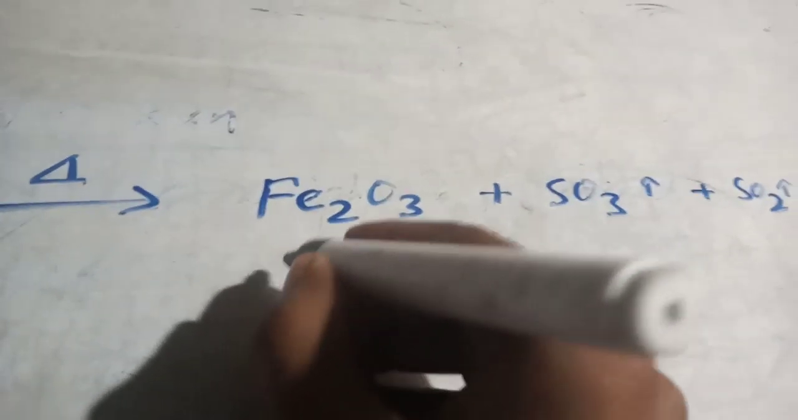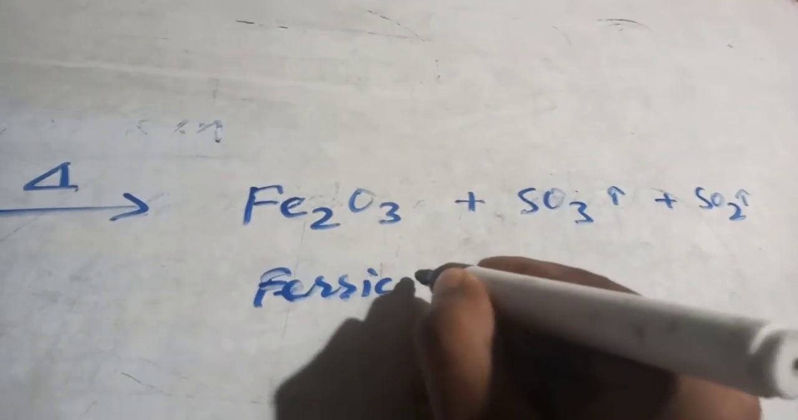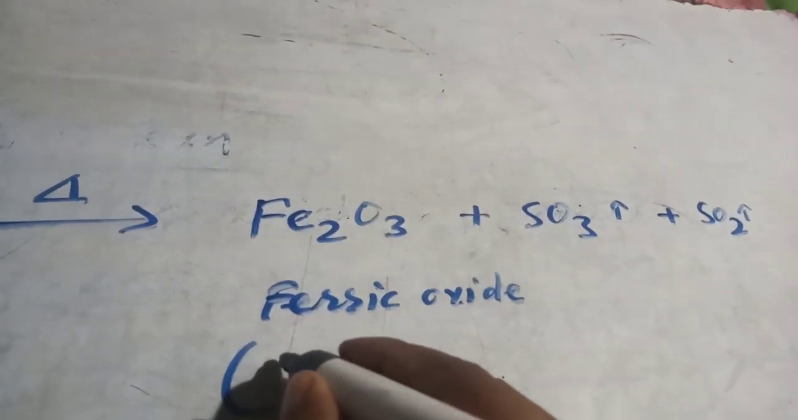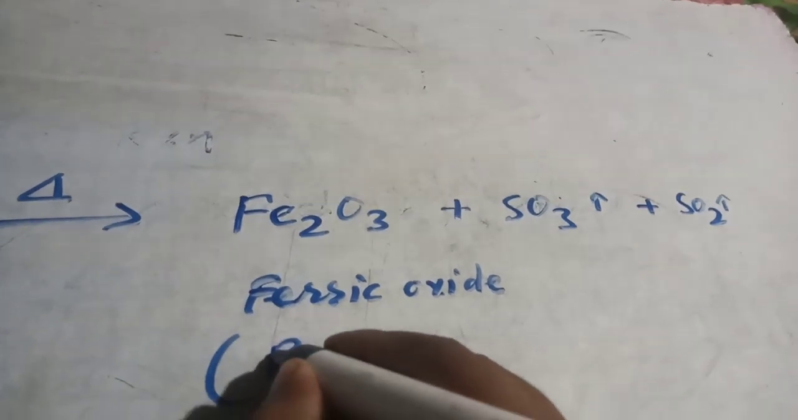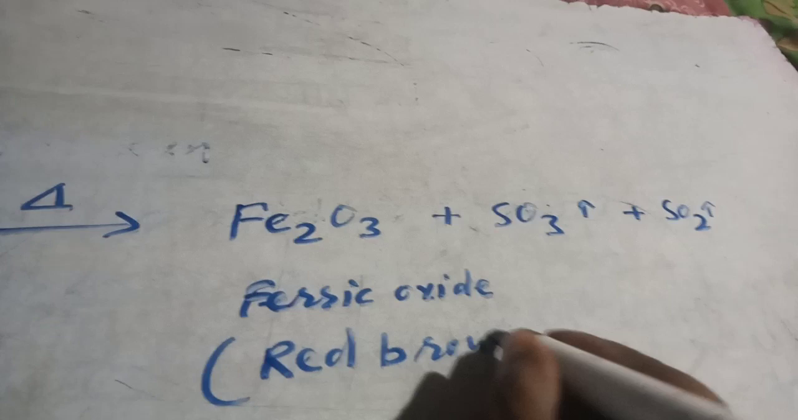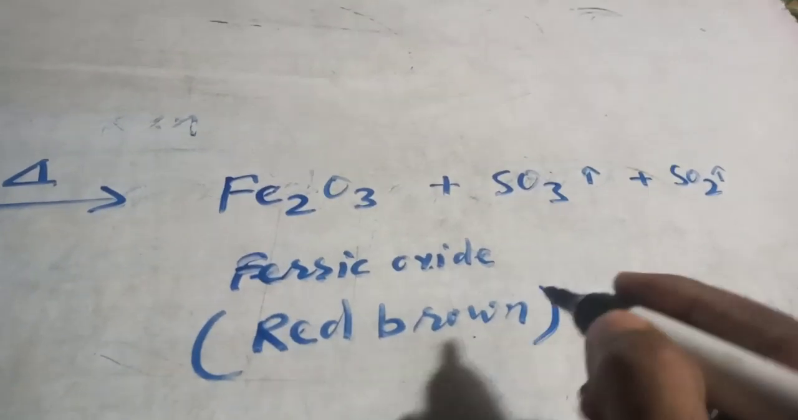This compound is nothing but ferric oxide, also known as red brown. It has a red brown color.